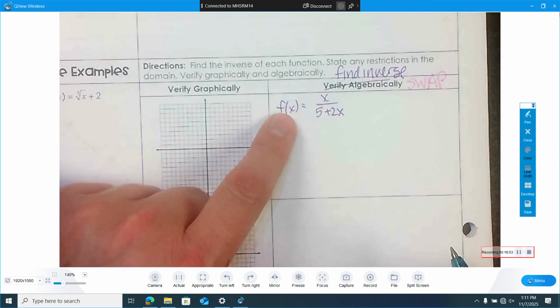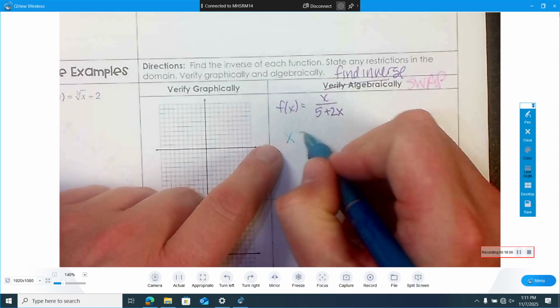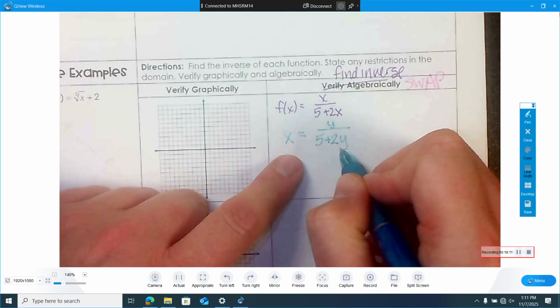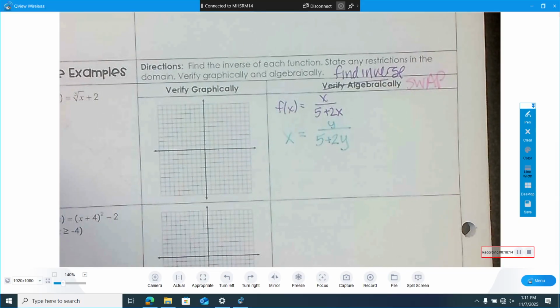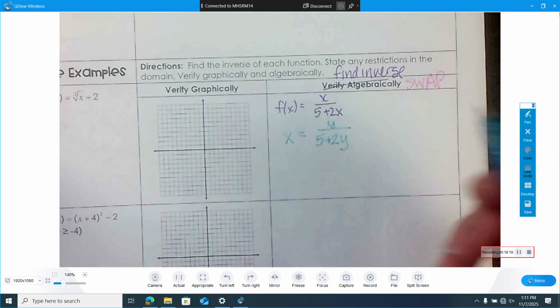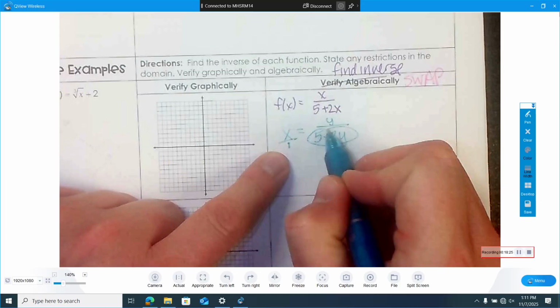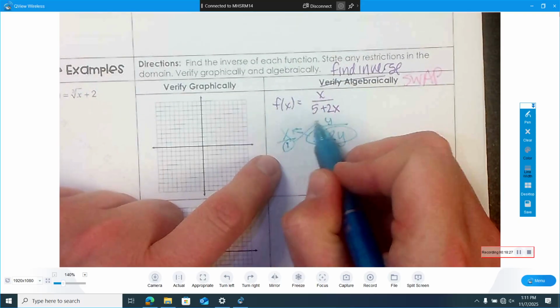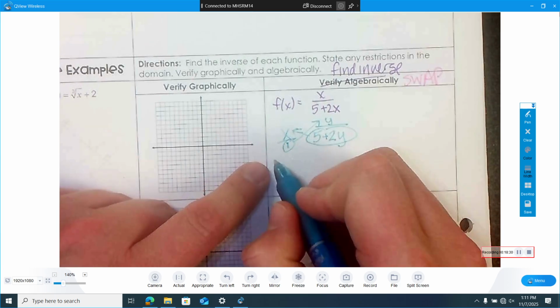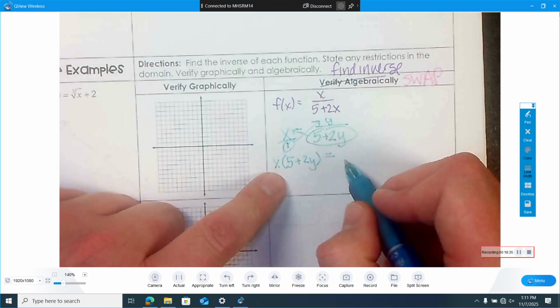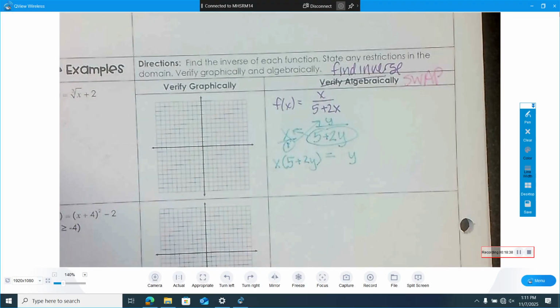So instead of y equals, x equals y over 5 plus 2y. Okay. Lots of y's going on here. What's the first step we should do? Yeah, this is like x over 1. So we are going to cross multiply, if you will. So this is going to be x times 5 plus 2y equals 1 times y, or just y. Cross multiply. Now what do you want to do?